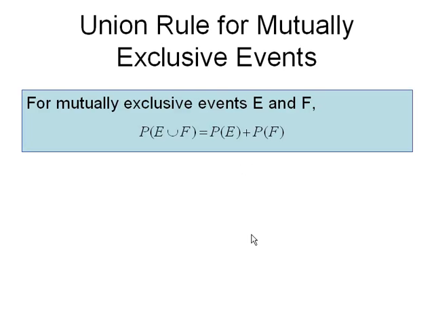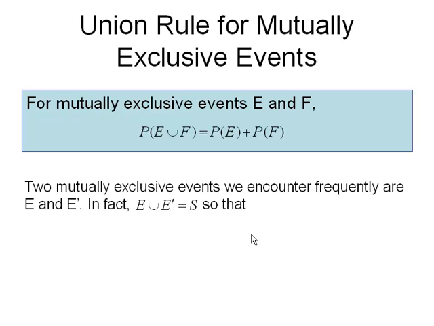Now, one of the nice things is if we have mutually exclusive events, remember those are events where the intersection is equal to the empty set. When we apply our union rule, probability of E union F, we get probability of E plus probability of F, but there's not a third term because the probability of the intersection will be probability of empty set, and that's going to be 0.